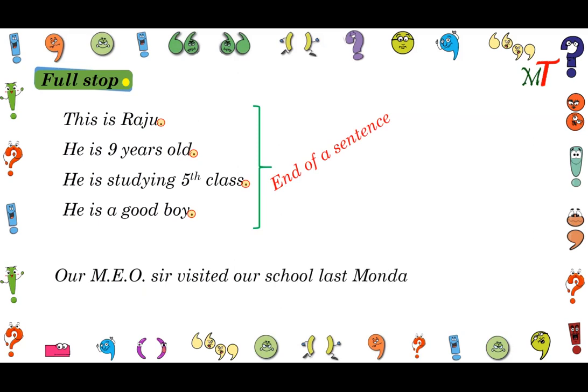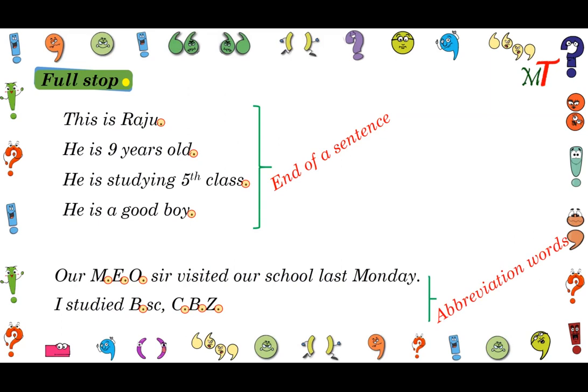Our MLAs visited our school last Monday. I study BSc CBZ group. Here observe these two sentences, abbreviations are put with a full stop, like MLA, BSc, CBZ. So a full stop is used in abbreviation words also. So, a full stop is used at the end of a sentence and in abbreviation words.